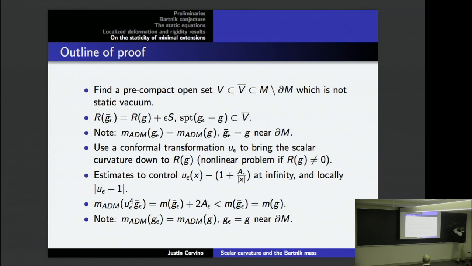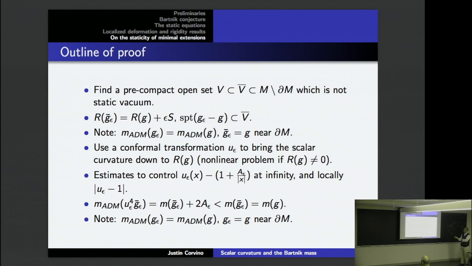So the outline is, suppose you have some extension and it's not static. Like I said before, you can find a compact domain outside, which is not static, and now use the localized scalar curvature deformation to deform the scalar curvature up a little bit in that domain. Because the deformation is supported away from infinity and away from the boundary, the ADM mass doesn't change. So we again have to inform infinity that the mass should come down. So we use a conformal factor to do that.